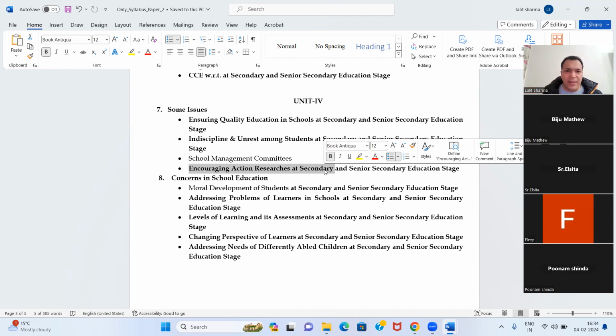One was fundamental, second was applied research, third is action research. So this is the same question. Okay. That's why I always say, see the syllabus as a whole.